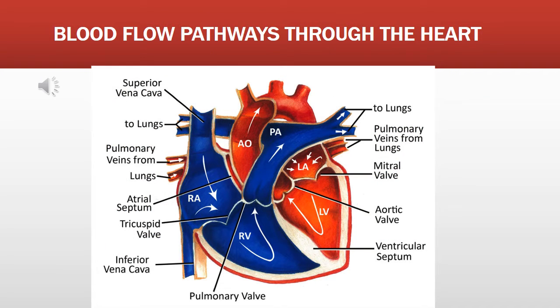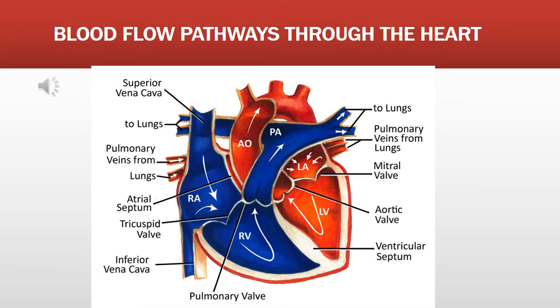In order to understand heart failure, it's essential to understand how blood and electricity flow through the heart. Deoxygenated blood flows from the body into the right atrium via the superior or inferior vena cava. It passes through the tricuspid valve into the right ventricle. Then it is pumped through the pulmonary valve into the pulmonary artery, which carries the blood to the lungs. The pulmonary artery is the only artery in the body that transports deoxygenated blood.